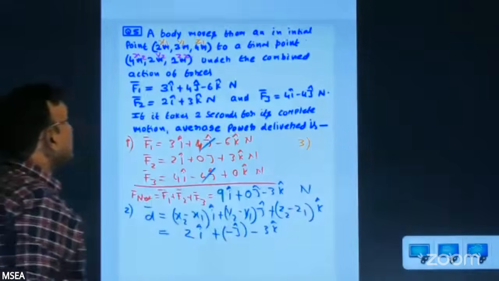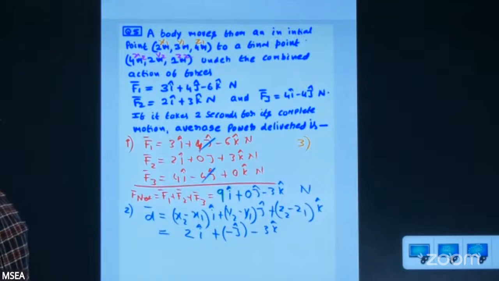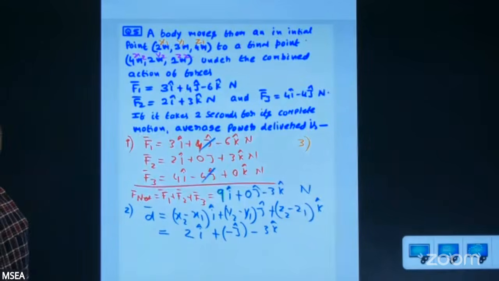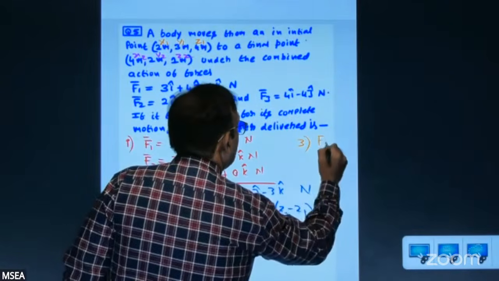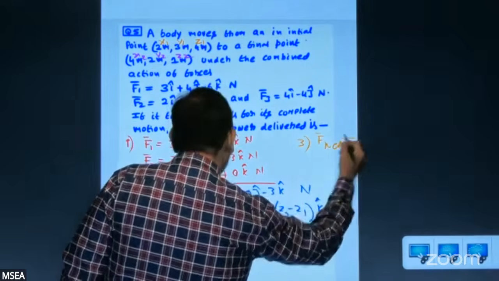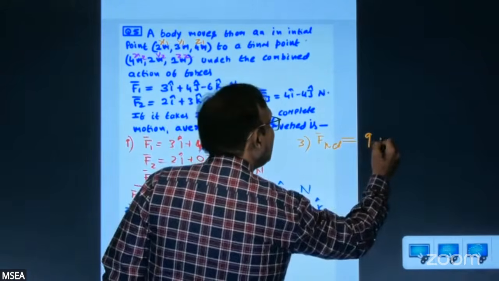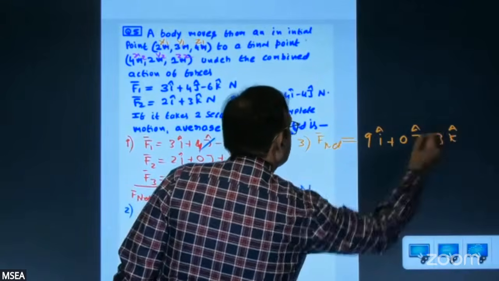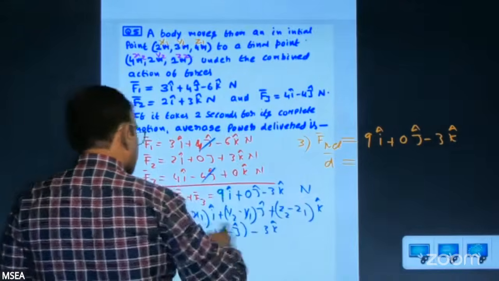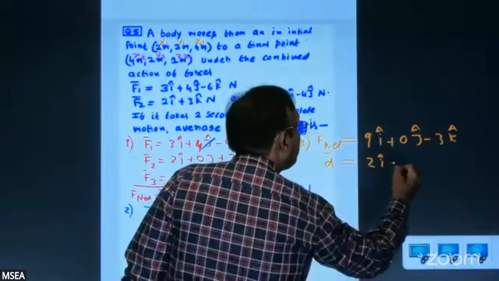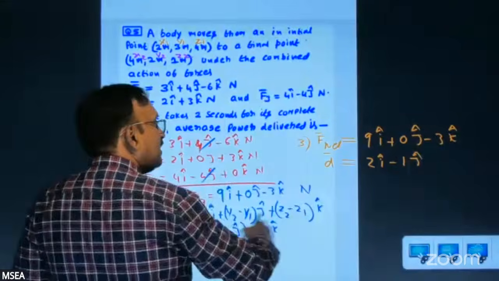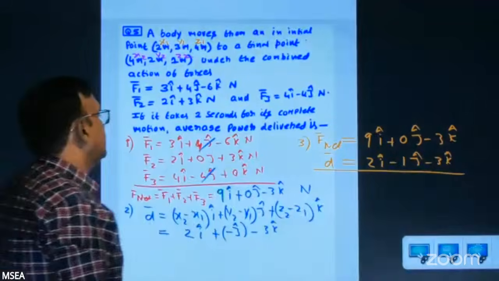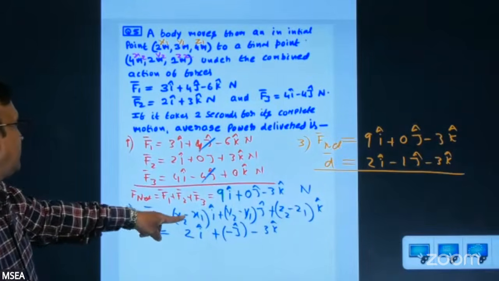The third point. We want to calculate the average power. How to calculate average power? Total work done by total time. Total work done is the work done by the resultant force. So what is the net force? Already we have seen. The net force we have seen as, come on, tell me, 9i plus 0j minus 3k. This is the net force. What is the displacement of the body? So displacement of the body comes out to be 2i minus 1j minus 3k there. These are the force and displacement there.